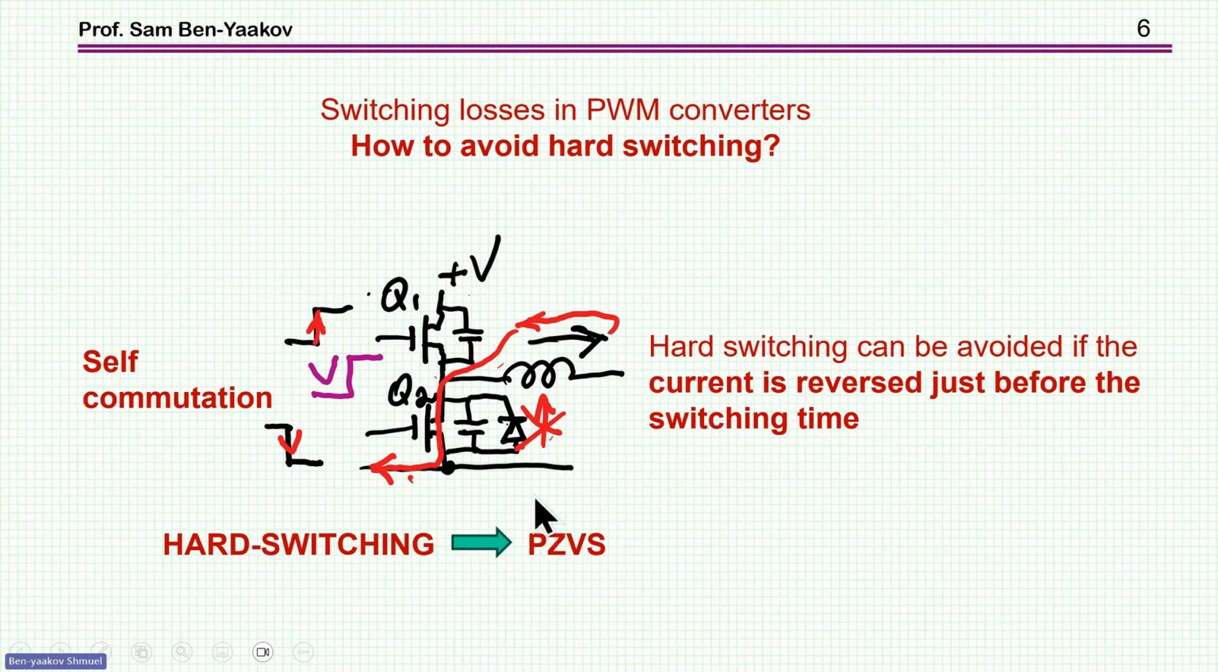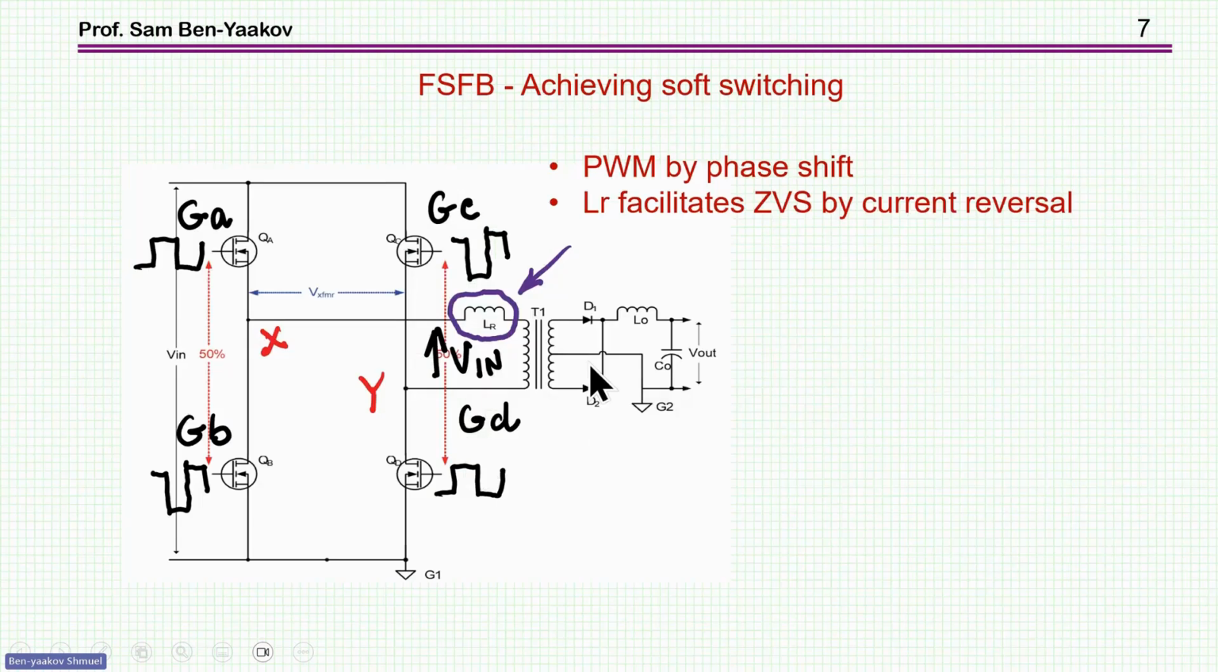And you can do it in various ways. For example, you can do it by working at a borderline current mode, which is doing the same thing. Borderline current mode is set up such that at the time of switching, the current will be reversed. In the case of the phase shift full bridge, what is doing the trick is this inductor. So basically, the phase shift full bridge topology is very similar to a full bridge PWM converter, except for this inductor, which has a role and a function, and the way the duty cycle is generated.